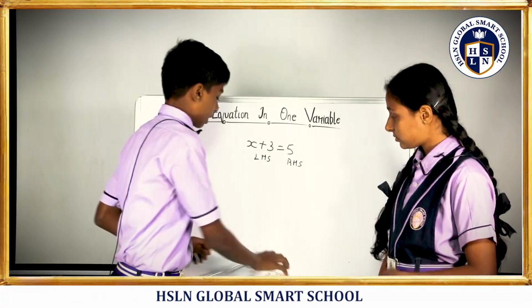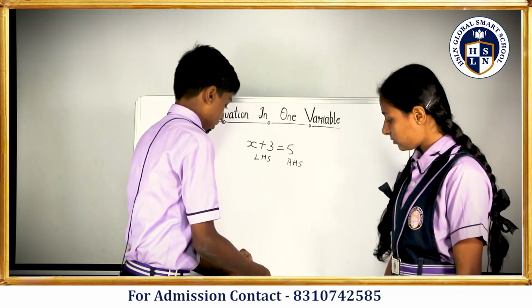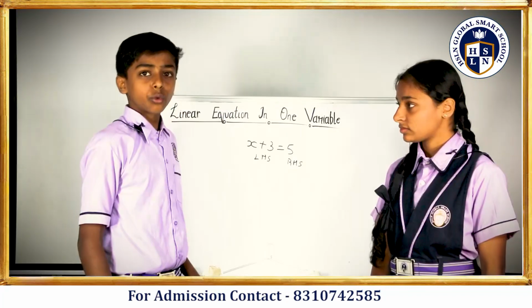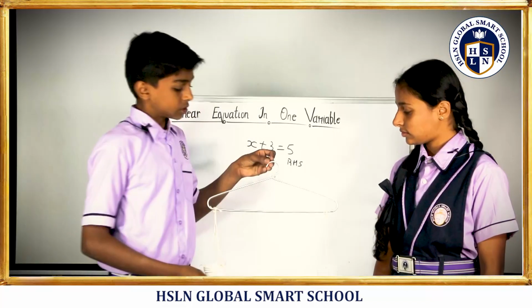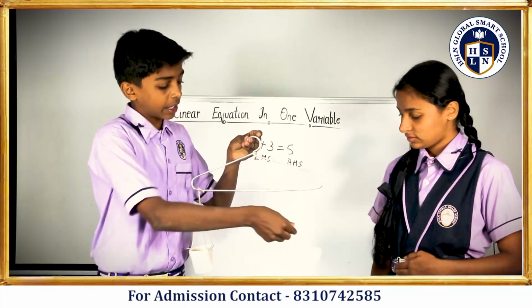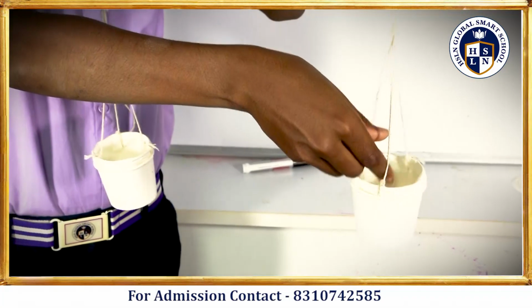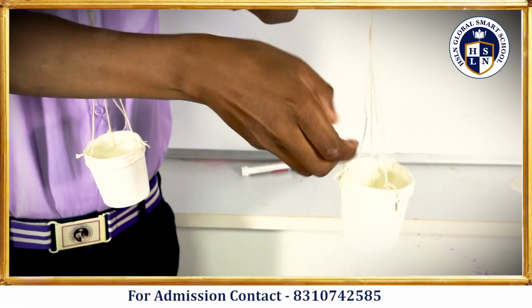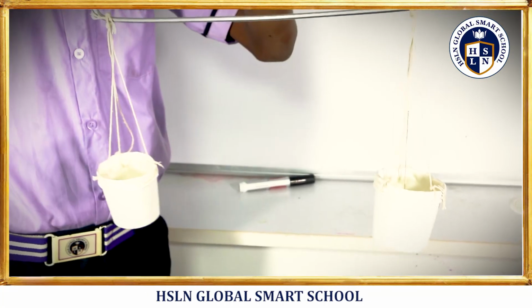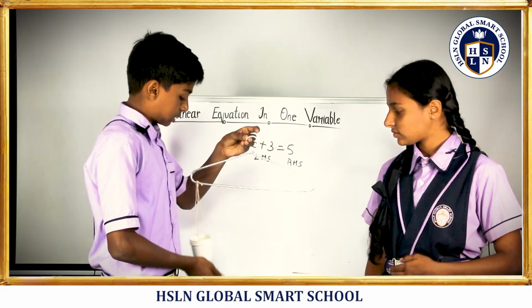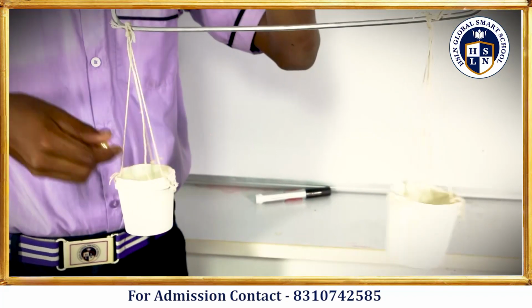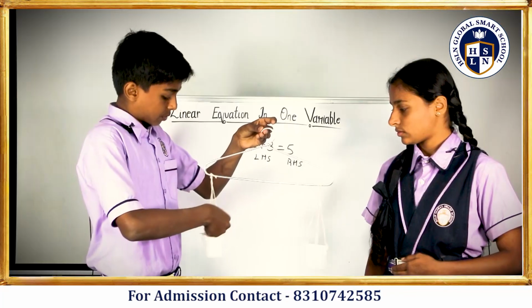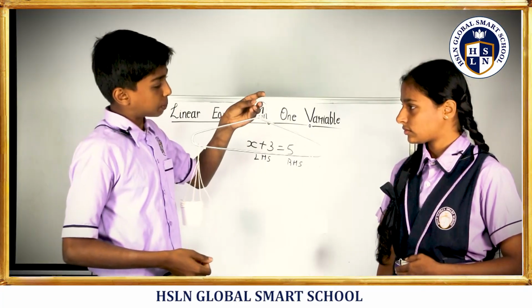So in the RHS side, 5 is there. Now we will balance both sides. In the RHS side 5 is there, so I will take 5 on the RHS side: 1, 2, 3, 4, 5. In the LHS side 3 is there, so I will take 3 on the LHS side: 1, 2, 3.